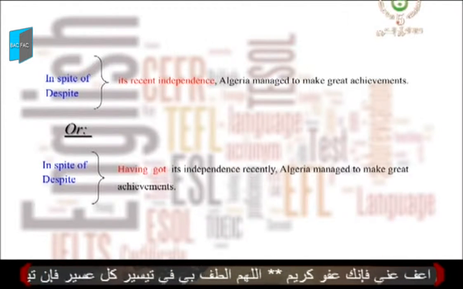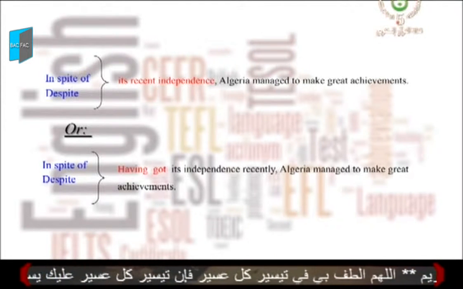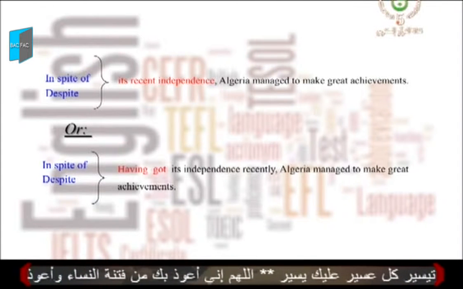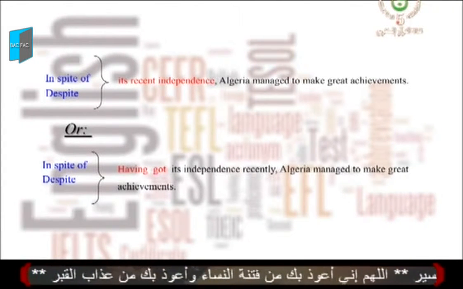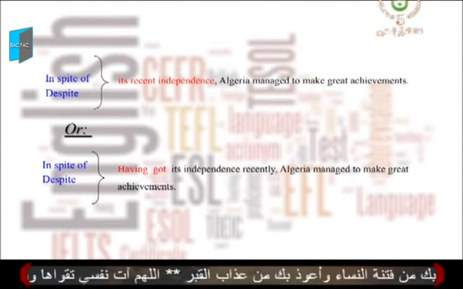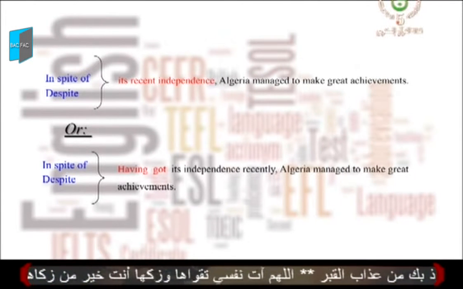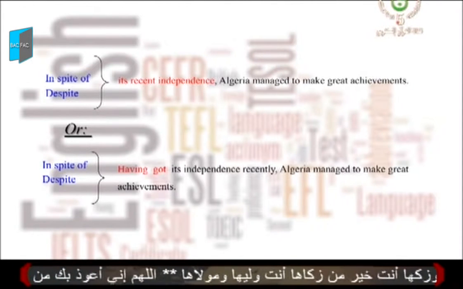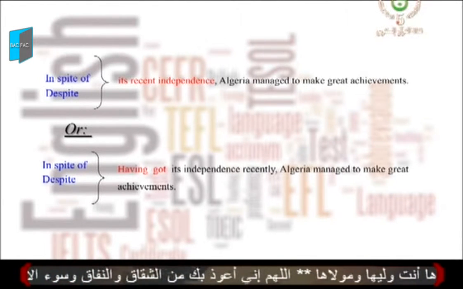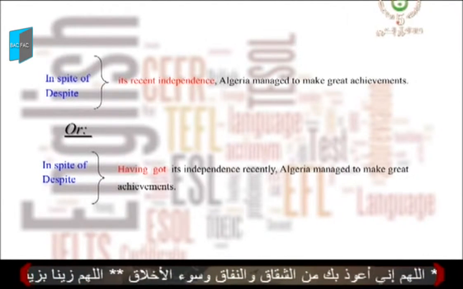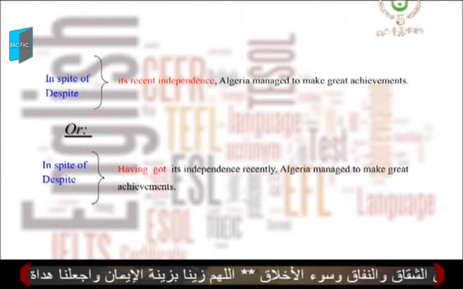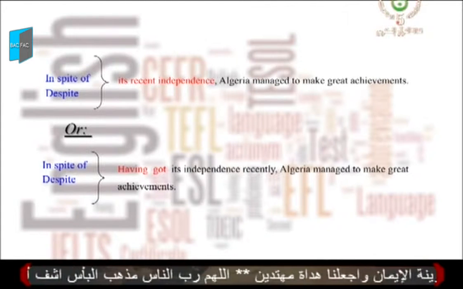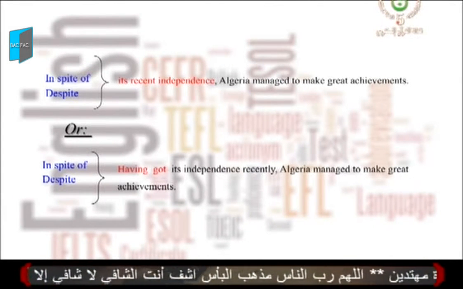In this example, in spite of and despite are followed by a noun phrase, its independence. And in the second example, having got its independence, we can have the gerund. If we don't know how to use the noun, we can have the noun phrase by having the gerund, which is the verb in the infinitive without to plus ing. Right? Now, let's fill in the gaps to get the sentence structure for the second example.